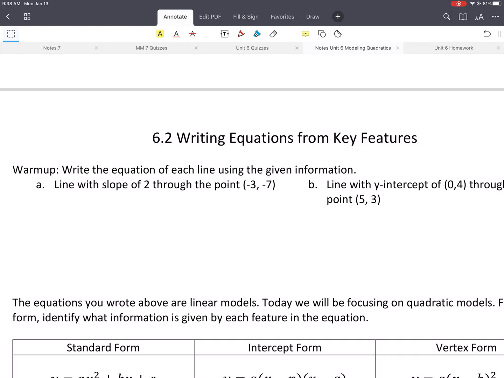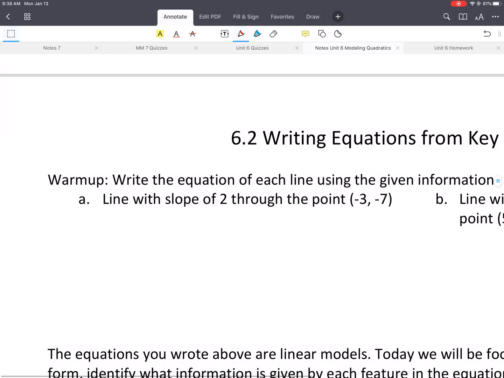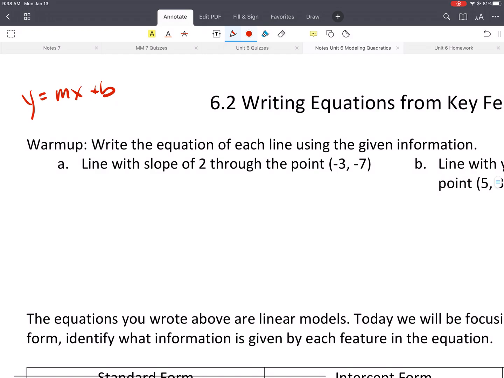Okay, so a line, we want to graph a line. And if you remember, a line is y equals mx plus b. At least that's the form that we'll be using, slope-intercept form, all right? And they say we want to come up with a line with a slope of 2 and goes through the point -3, -7, okay? So they give us the slope, well, slope is m, and they also give us a point, which would be an x and a y.